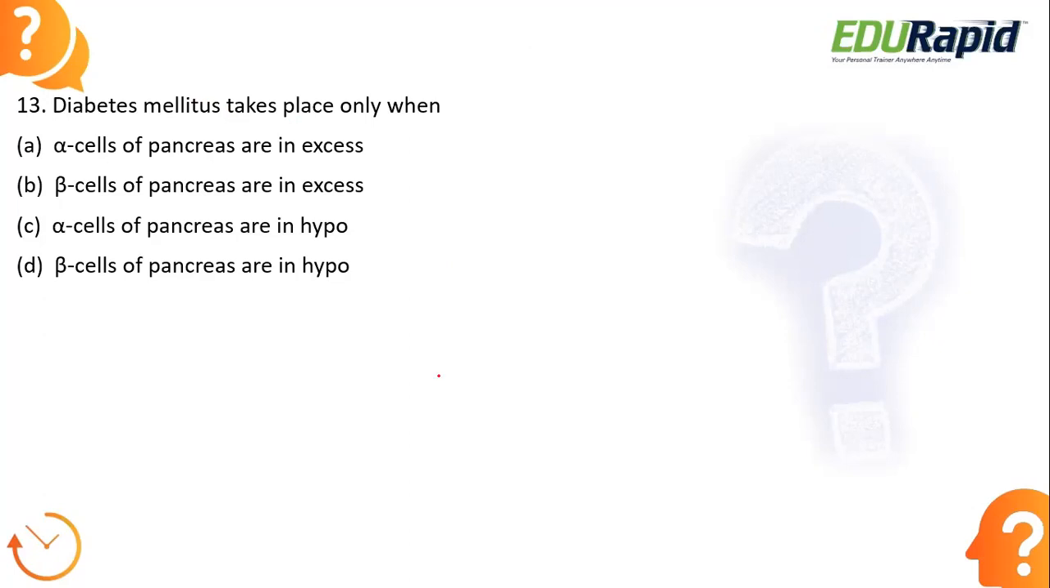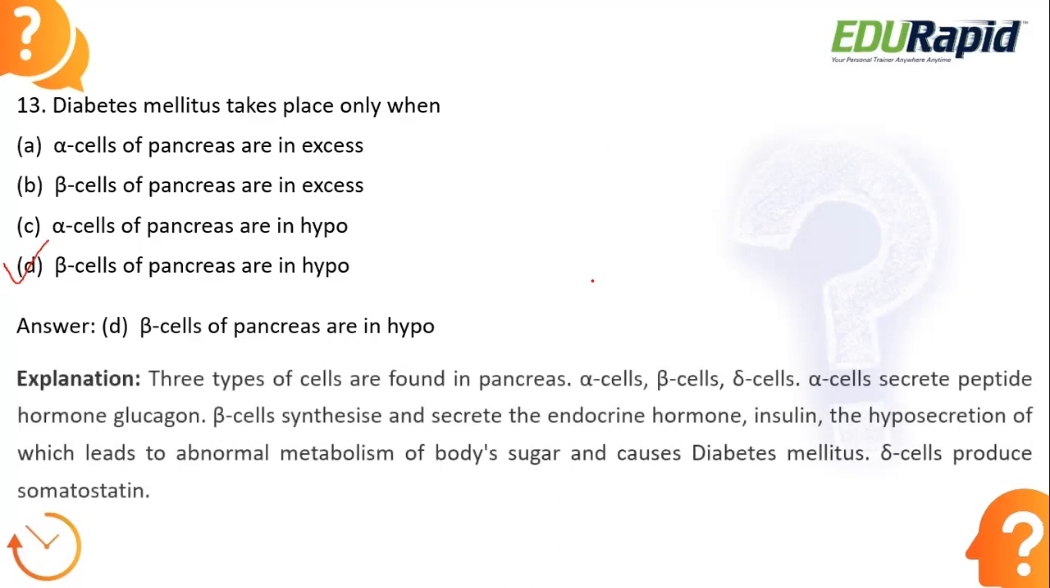Okay, now we'll look at the right answer here. The right answer is option D. Beta cells of our pancreas being in hypo condition.